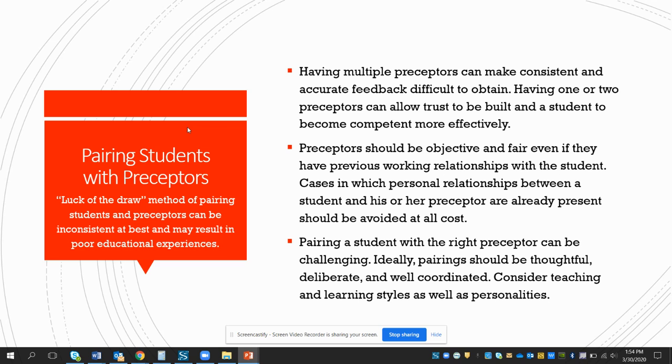Pairing a student with the right preceptor can be challenging. Ideally, these pairings should be thoughtful, deliberate, and well coordinated, and consider teaching and learning styles as well as personalities. And so for EMTs, and in the very beginning of the paramedic class, Mark puts a lot of effort and thought into that when he's pairing students up with preceptors. But when it comes down to the capstone phase, we expect the student to choose their own one or two preceptors that they want to stick with through that capstone phase. By then, they know who they're comfortable with. They know who they want to emulate, who they see as their mentor. And so it's really important to them to have those relationships and be able to stick consistently with those people.